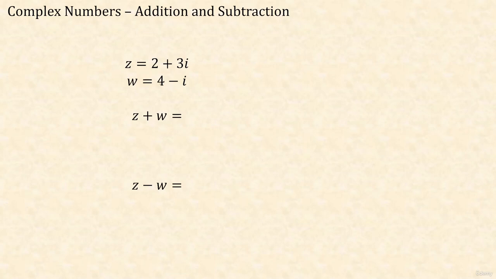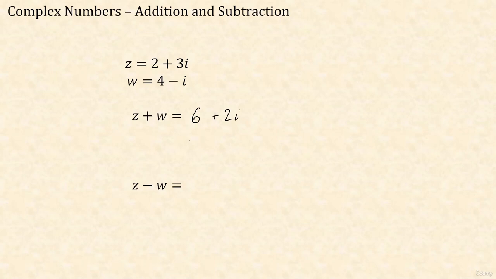You simply add the real parts. 2 plus 4 is 6. And you add the imaginary parts as well. So 3i plus negative i is positive 2i. And so that's z plus w.